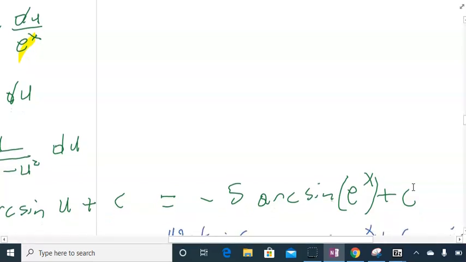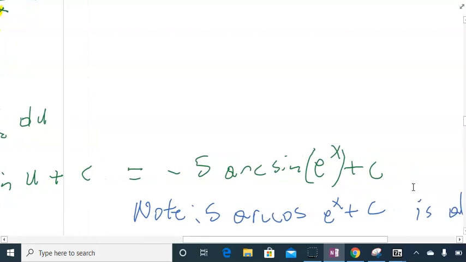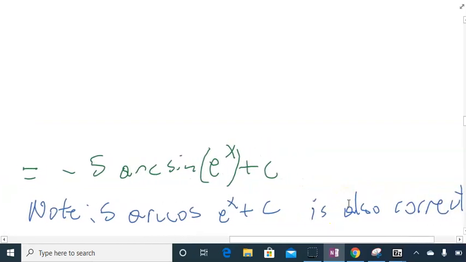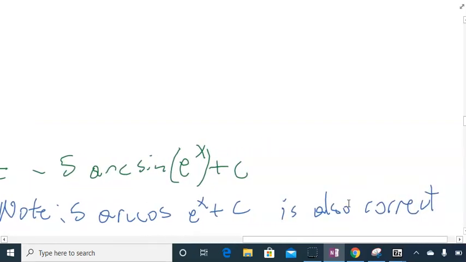Now I want to tell you something more about this problem. If you had just pulled the 5 out and left the negative to the 1, then you would have had a slightly different variation of the answer, but it's still a correct answer, where you would have 5 arc cosine of e to the x plus c. So if you did it that way, 5 arc cosine of e to the x plus c is also a correct answer, right?